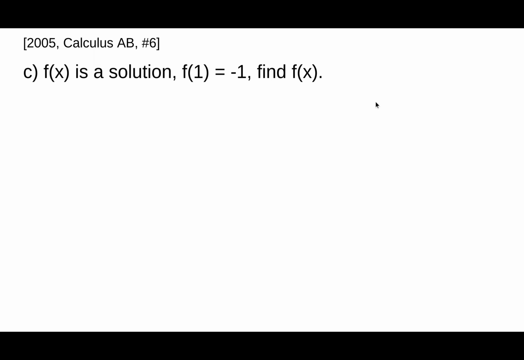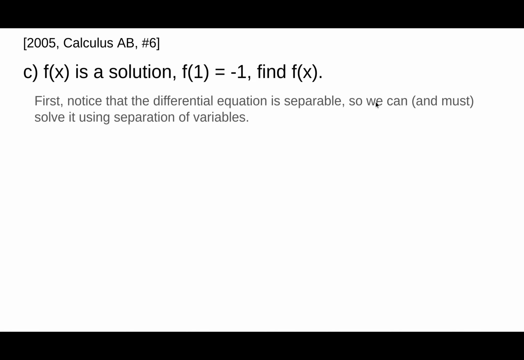In part C of this question, given the initial condition that f of 1 equals negative 1, we are asked to find the particular solution to the differential equation, f of x, to determine it explicitly. Since this differential equation is separable, the expectation is that we will solve it using separation of variables. Failure to use separation of variables, or using a different method, very often will cause you to not earn most, if not all, of the points for this part of the question.